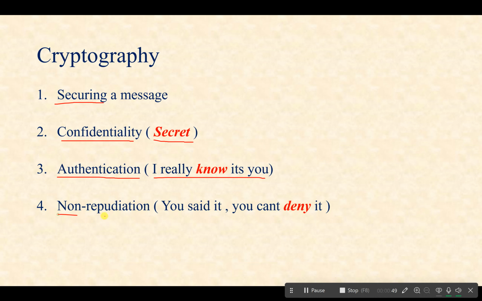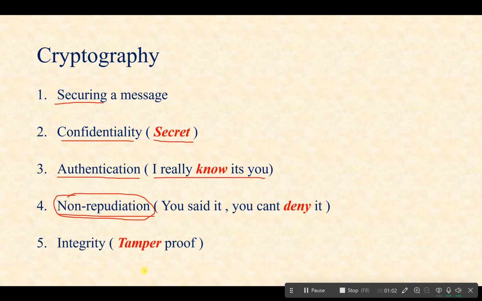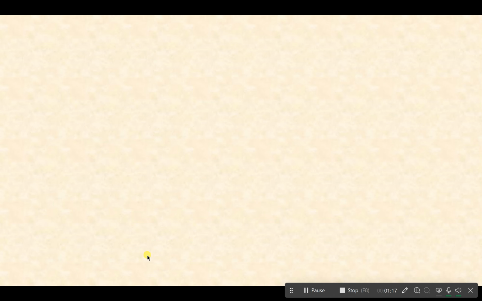Non-repudiation means if a user sends a message, he cannot later deny it. So, non-repudiation in cryptography is achieved using digital signature. Integrity in cryptography means the message, once it is sent, should not be altered such that the contents of the message are changed. That means the message should be tamper proof.